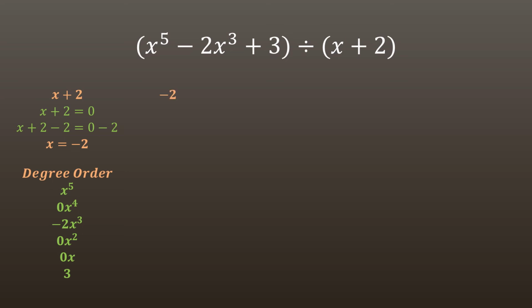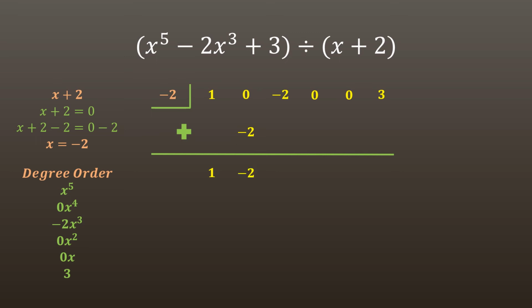Now, we write our synthetic divisor, our mark, so that it would be isolated. Then we write the numerical coefficients from the degree order. So we have 1, 0, negative 2, 0, 0, and 3. Now, you write a mark so that you'll know that you'll add this up. So first, you bring down 1. Then you multiply 1 by negative 2. So the product is negative 2. You write that there. 0 minus 2, you add that up. So 0 minus 2, that's negative 2.